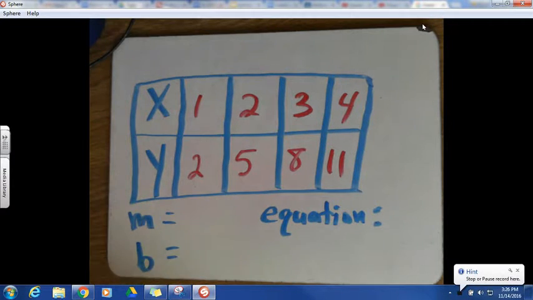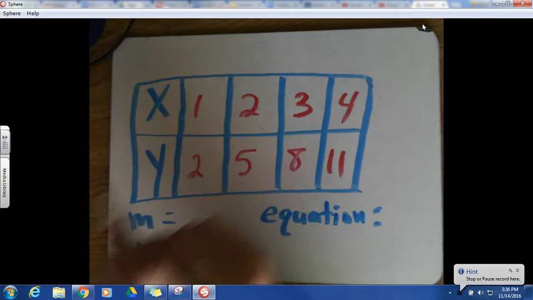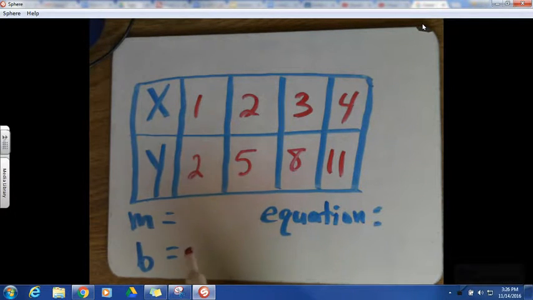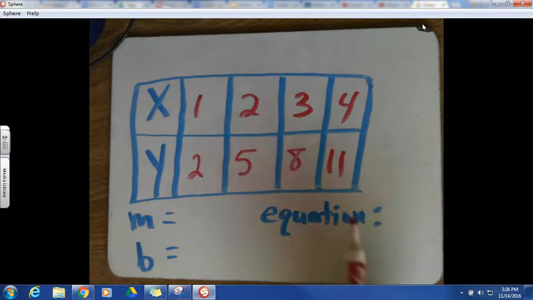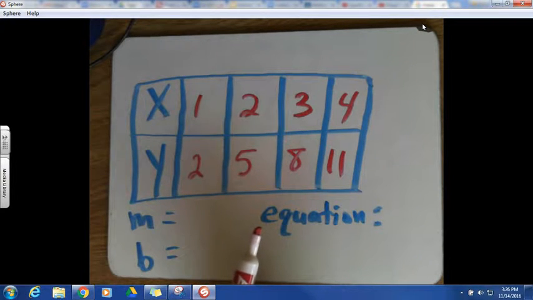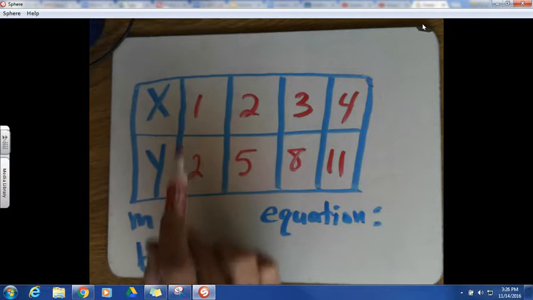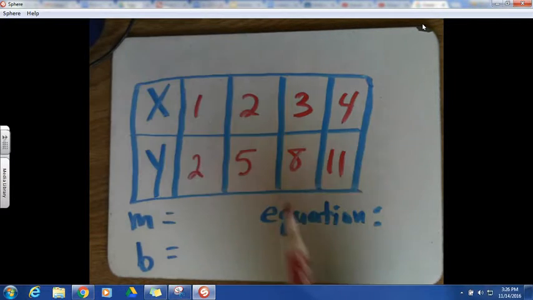Okay, I have a linear function table here, an xy table, and I am asked to find from the table the slope, y-intercept, and an equation for this line that's represented in this table. Each one of these xy pairs, ordered pairs, represents a point on my line, and I know that's going to be a linear equation.